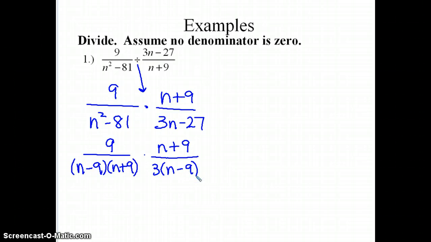At this time, I have both fractions completely factored, so I will cancel. I'll cancel n plus 9 from the numerator and the denominator, and I will cancel the 3 in the denominator and the 9 in the numerator, leaving me with the 3. My final would be 3 over n minus 9, the quantity squared.